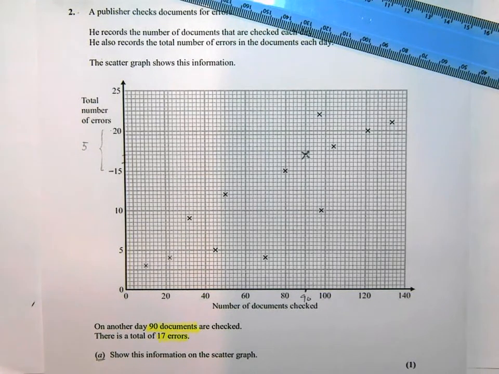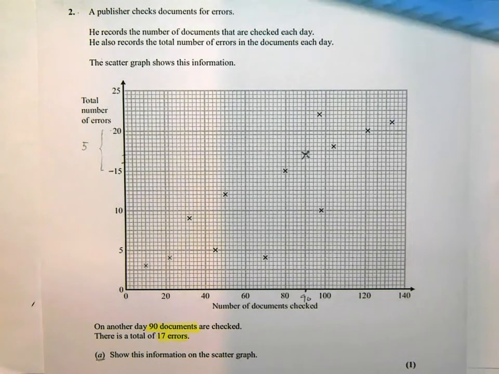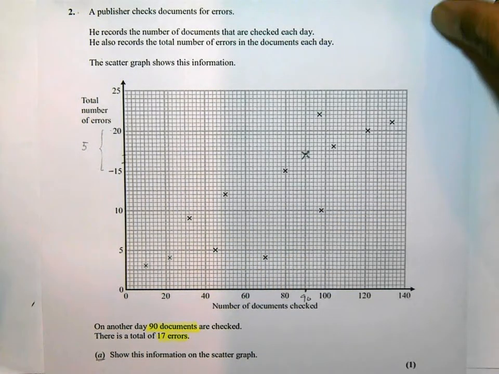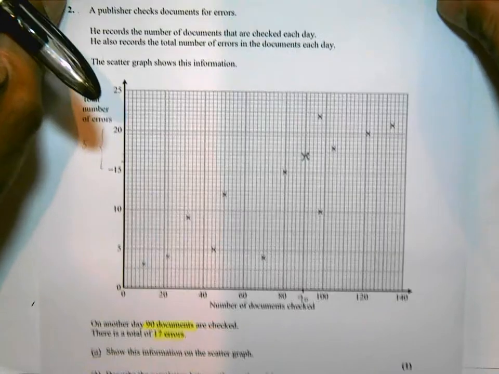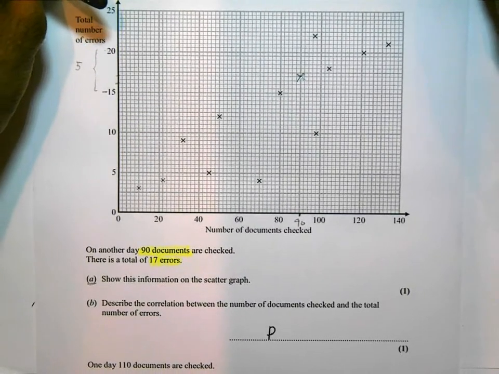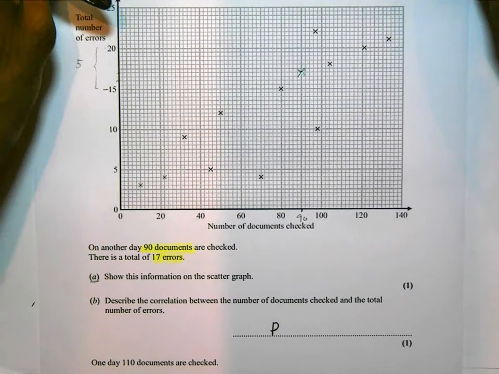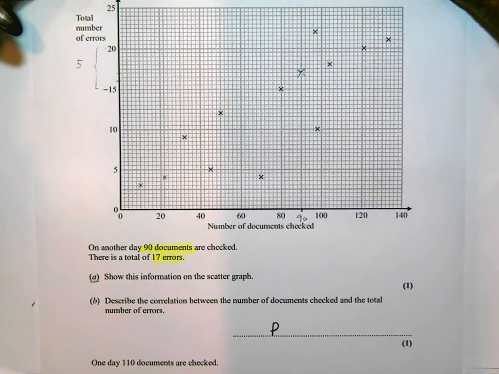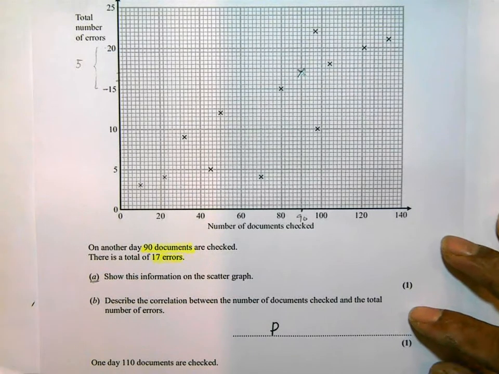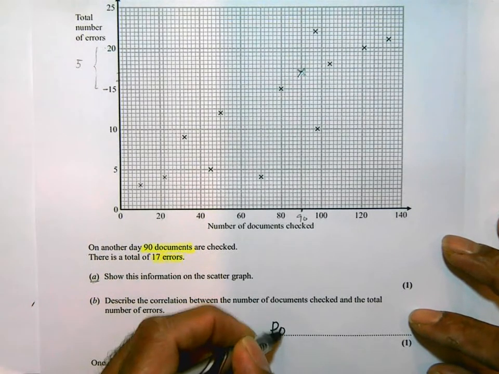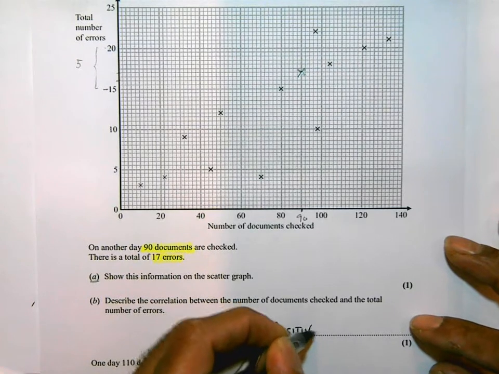Going on to part B, describe the correlation between the number of documents checked and the total number of errors. And it is really important here that you indicate that it's a positive correlation, right? So positive correlation. If I just move this up a bit so you could see the answer space. Okay, so we've got the scatter graph, and in part B, describe the correlation between the number of documents checked and the total number of errors. It's a positive correlation.